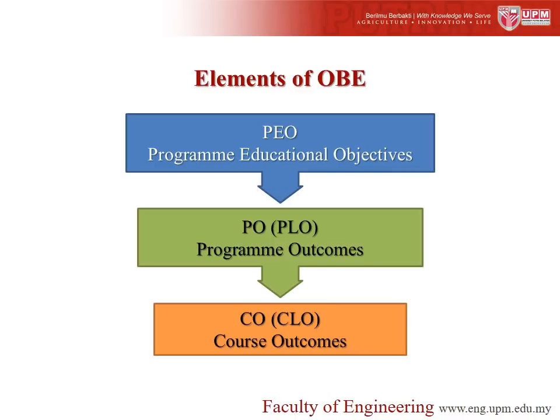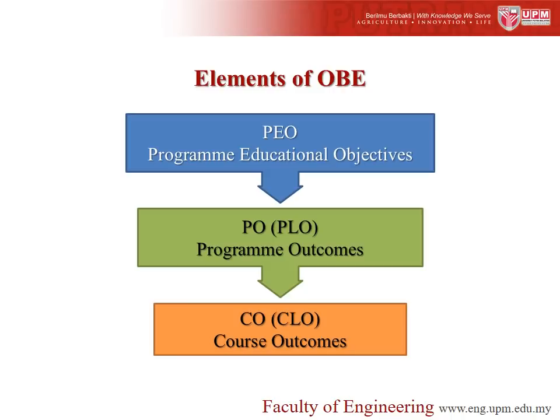Sometimes people call it PO, sometimes people call it PLO, but it means the same thing, program learning outcome or program outcomes. At the end of each program, immediately after you graduate, we have a set of program outcomes that we have to achieve. And the next thing is course learning outcome or course outcome. Some people call it CO, some people call it CLO.